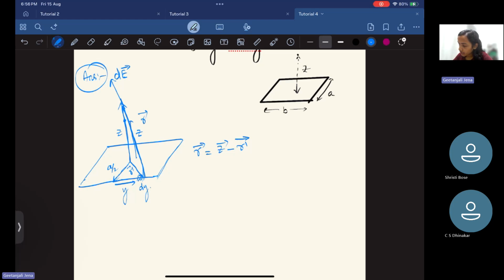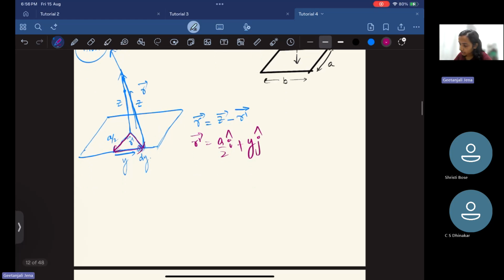And from this triangle, you can say r prime will be a by 2 i cap plus y j cap. So that means r is nothing but z k cap minus a by 2 i cap plus, sorry, this will be minus y j cap.